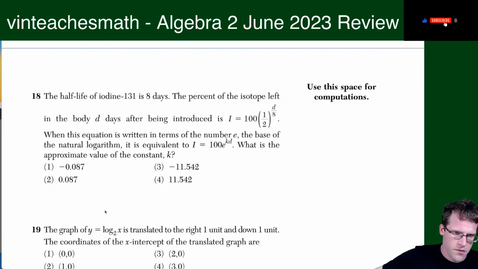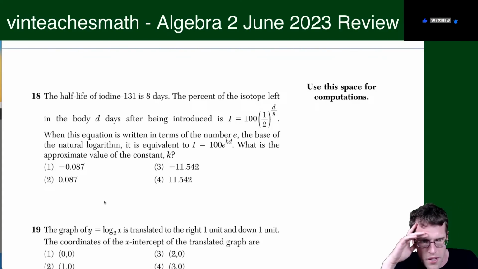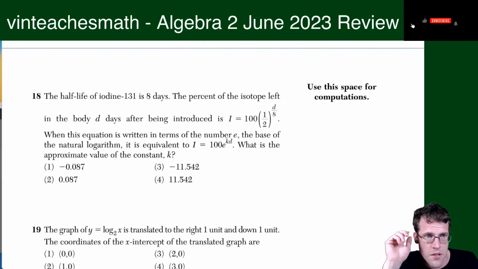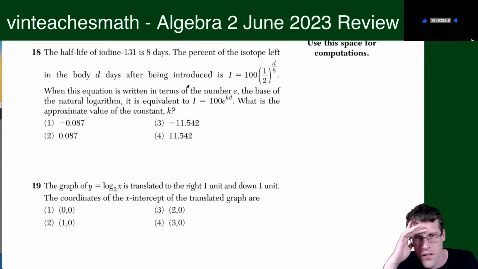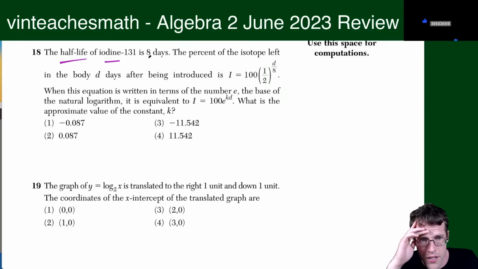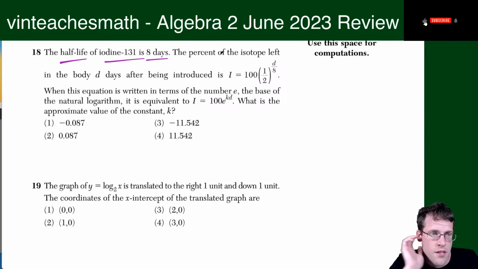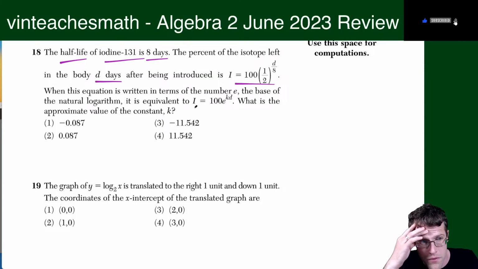Algebra or no algebra? All right. If you want to see this with algebra, I guess why not? We'll do the algebra. So here, half-life of iodine is 8 days. The percent of the isotope left in the body d days after being introduced is this. So there's the formula. When this equation is written in terms of the number e, the base of the natural logarithm, it is equivalent to this. What is the approximate value of the constant k?